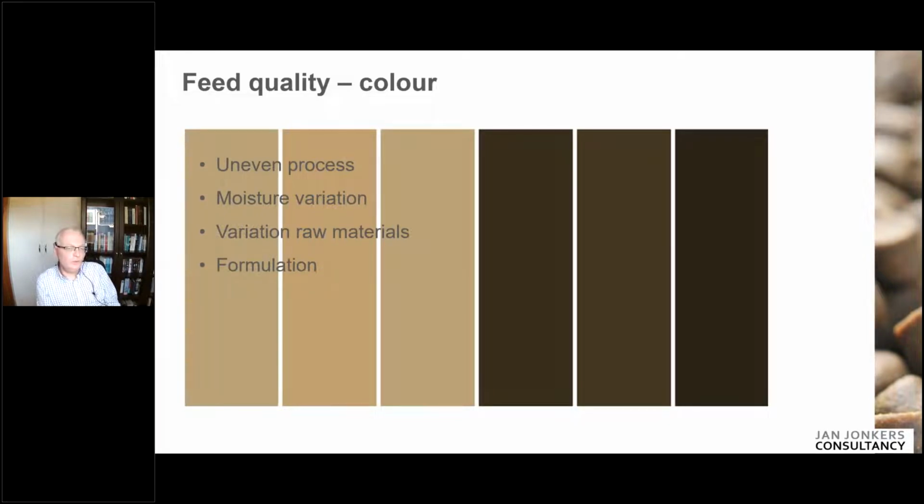Then there's another example. Color is very important. This is the first thing that customers will see of your products. So if there is a variation between different batches of feed of the same product, then a customer could react to this and say, oh, there is something wrong with the feed because the color is completely different compared to the earlier delivery. So that's something to also look at to get control of. Often this is linked to uneven process. If you have instabilities in feed color, it can be moisture variation, variation in raw materials. The formulation itself is of course important. So the main NIR suppliers can deliver a module to measure feed color. As soon as you start measuring it, you can also try to optimize it and to improve this parameter.